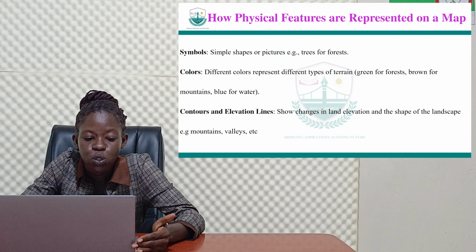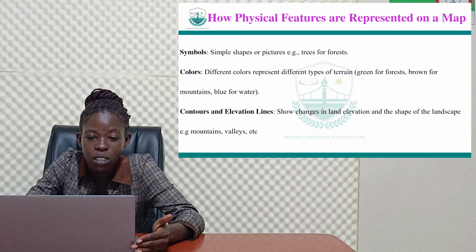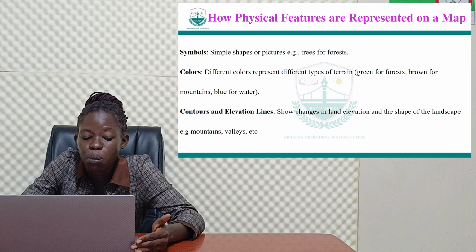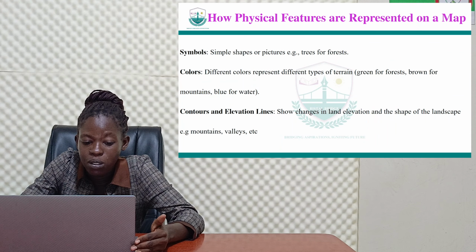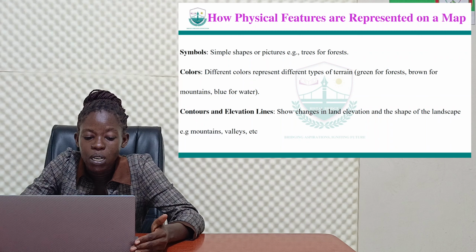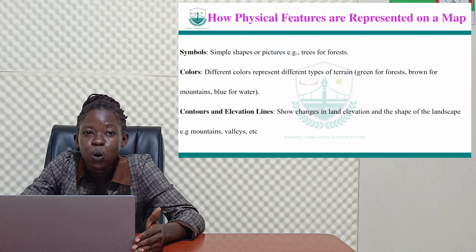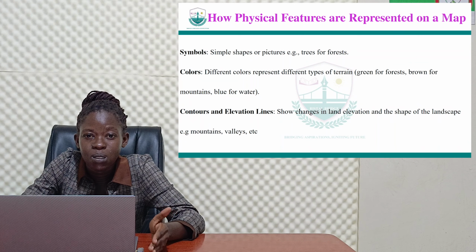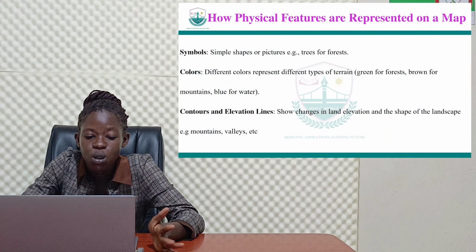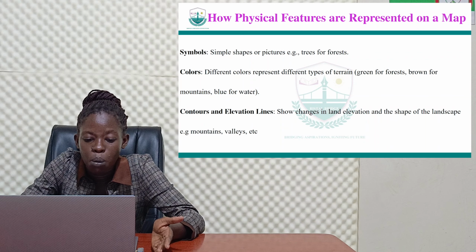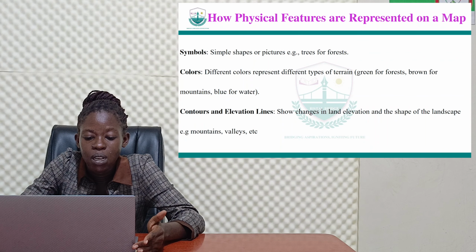Then also we have contours or elevation lines, physical features. We can represent them on a map in the form of contours or elevation lines. When it comes to contours, they can be close to each other, and when they are close to each other, it means the land is steep, and when they are far apart from each other, it means the land is flat.